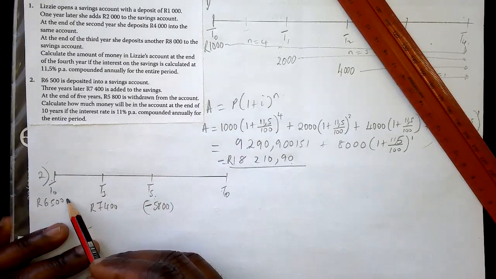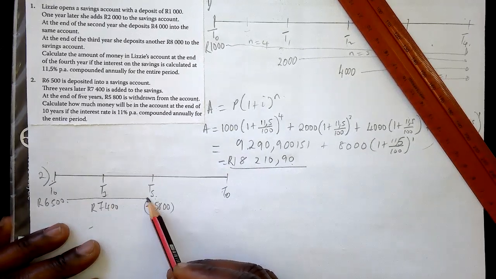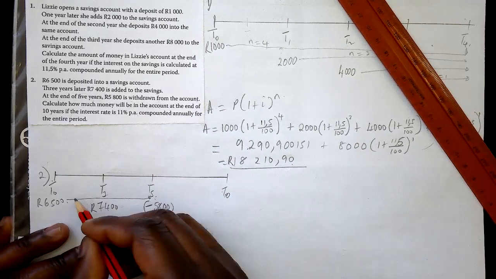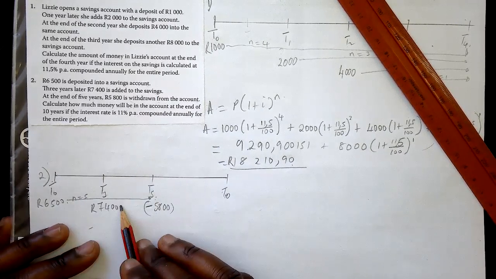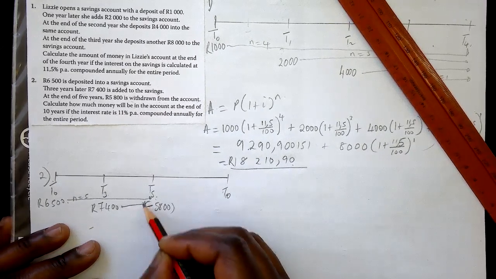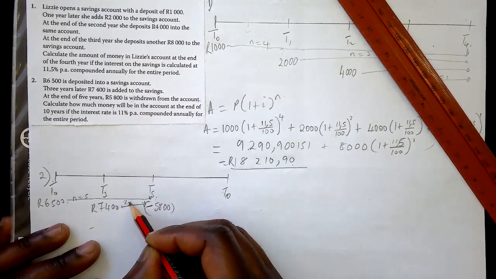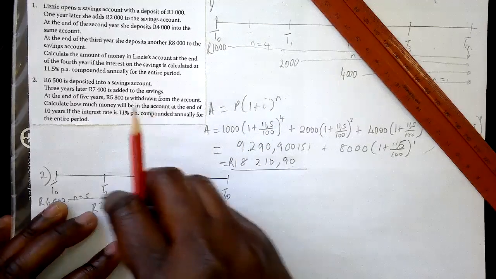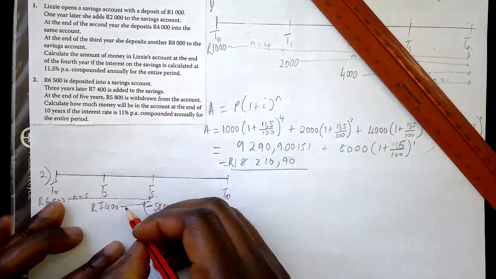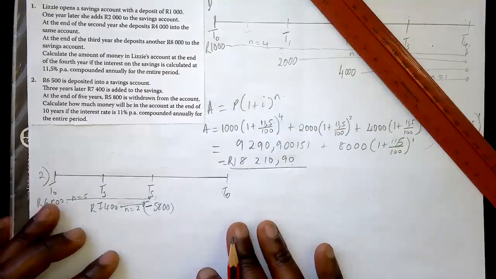We're going to say, all right, this one is going to grow for how many years? For 5 years. So N is going to be 5 for this one. What about the T3? It is going to grow for 2 years. So N in this case is 2. You understand? Then you can add it together.